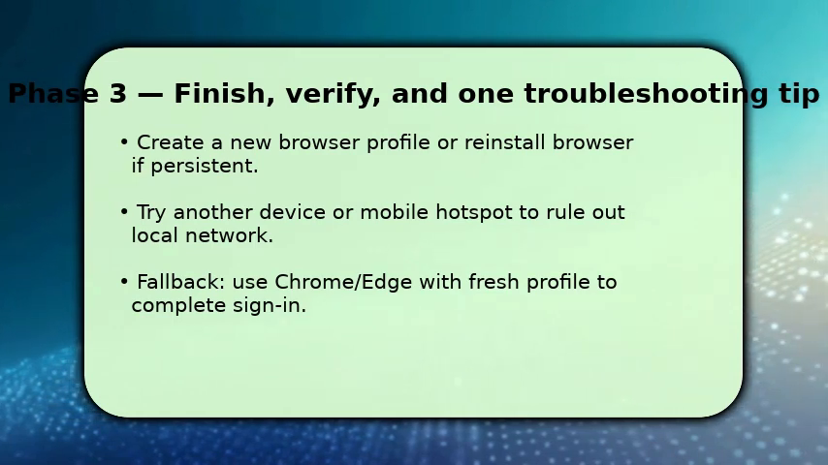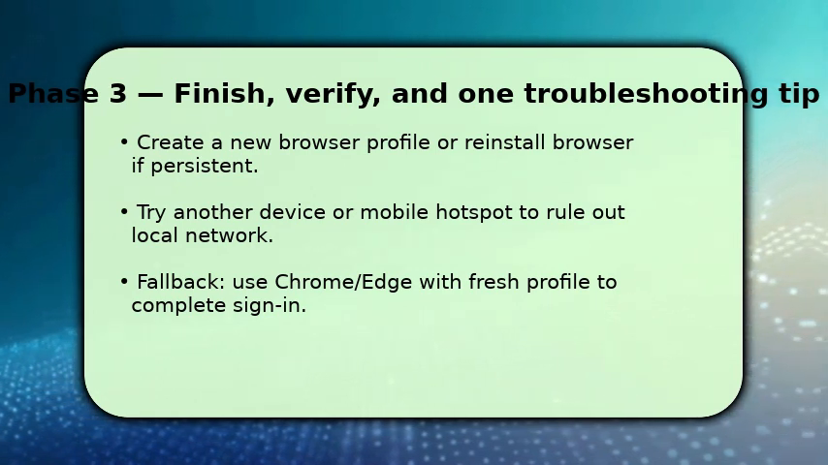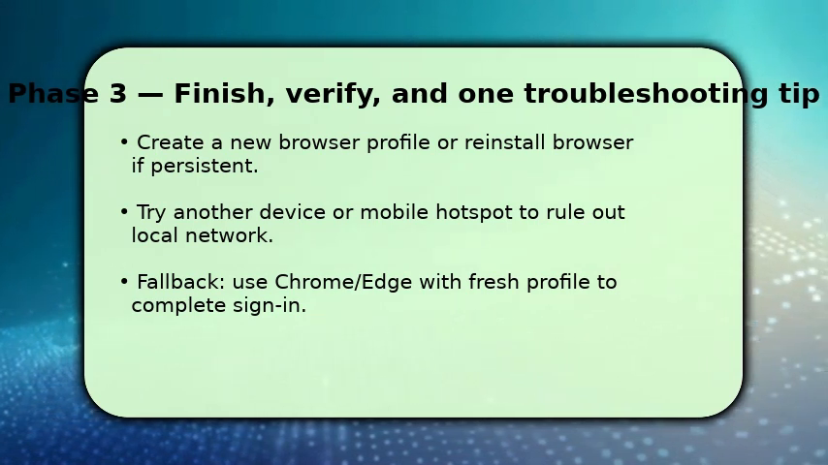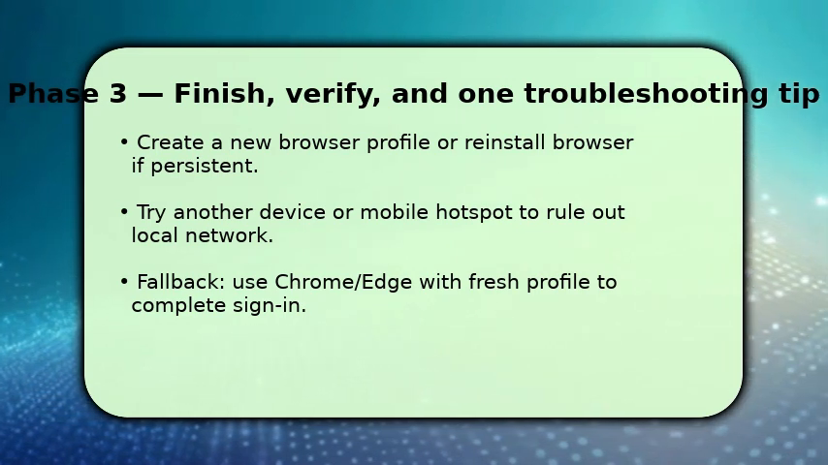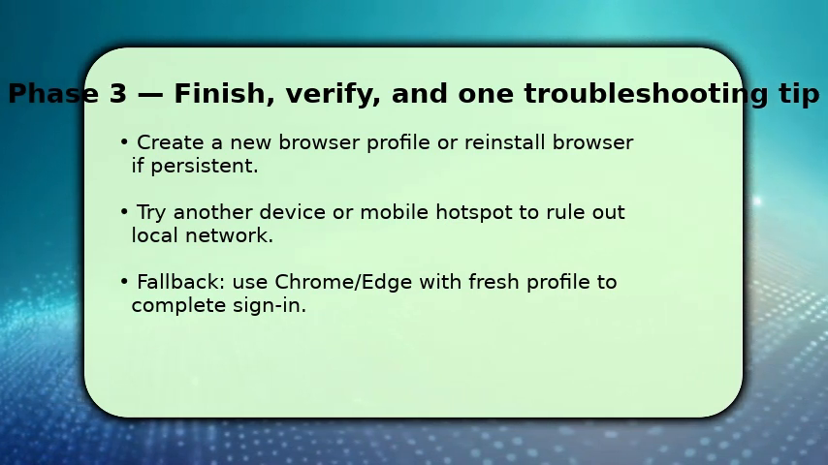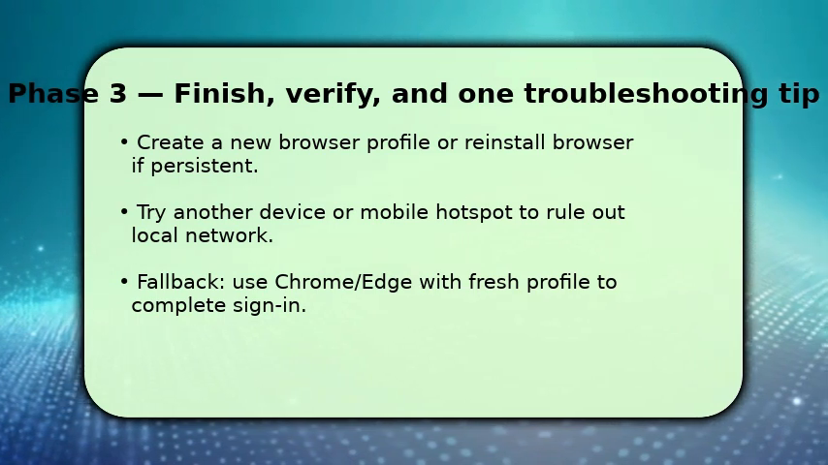This resets hidden settings. Also try another device or tether via a mobile hotspot to determine whether your local network is the culprit. If sign-in works elsewhere, reset router and network equipment. As a key troubleshooting tip, use a fresh Chrome or Edge profile to complete sign-in. If that works, migrate bookmarks and settings rather than chasing obscure extension conflicts.